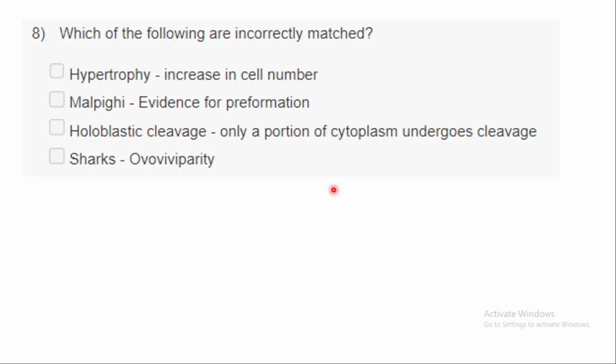Hypertrophy is an increase in cell number. Malpighi and evidence for preformation. Holoblastic cleavage, only a portion of cytoplasm undergoes cleavage. And sharks, ovoviviparity. I'll wait for a minute and collect some answers. Is it option A, which is the incorrectly matched statement? Hypertrophy, increase in cell number, Malpighi, evidence for preformation, holoblastic cleavage, only a portion of cytoplasm undergoes cleavage, and sharks, ovoviviparity.